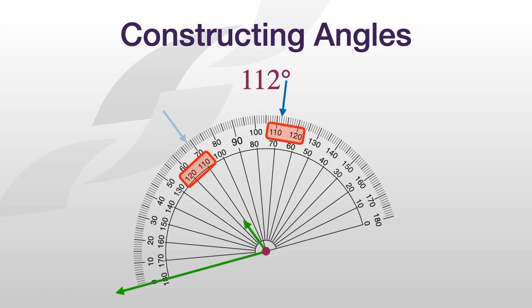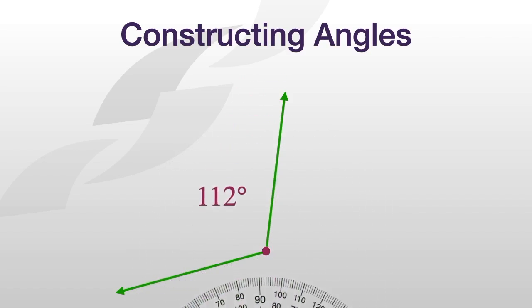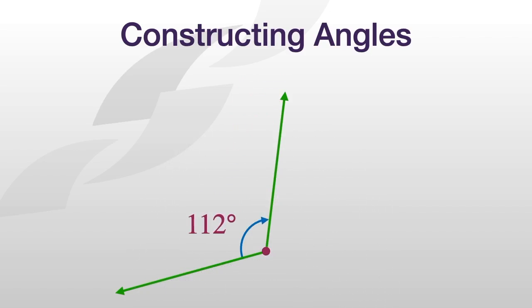If we use the one on the left, this produces an acute angle. But 112 degrees is obtuse, so this is not the correct one. Instead, we should choose 112 degrees that shows up on the right. And thus we have constructed a 112 degree angle.